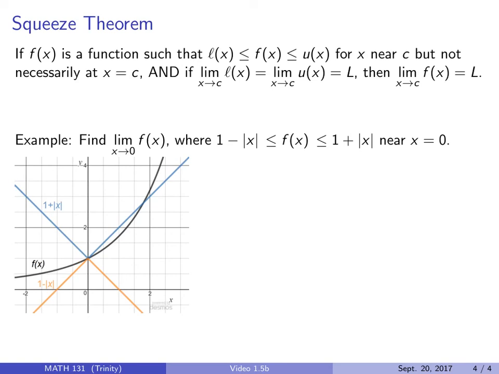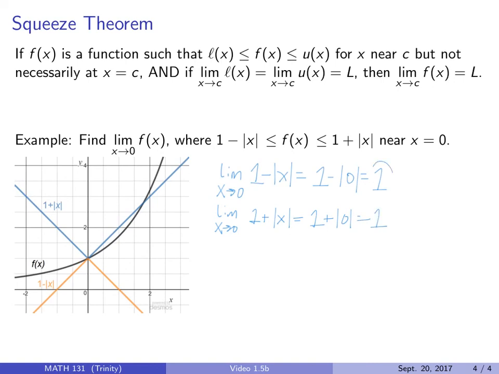So I can use the squeeze theorem to help me find the limit as x approaches 0 of f of x. To do this, I'm going to take the limit as x approaches 0 of the functions above and below f of x. So if I look at the limit as x approaches 0 of 1 minus the absolute value of x, that's just going to be equal to 1 minus the absolute value of 0, which is 1. And then on the other side, we have the limit as x approaches 0 of 1 plus the absolute value of x, which equals 1 plus the absolute value of 0, which also equals 1.